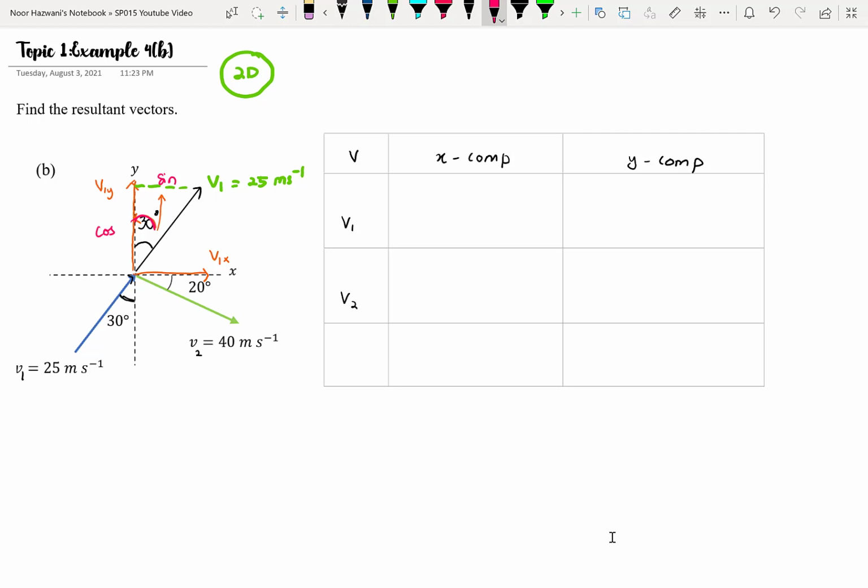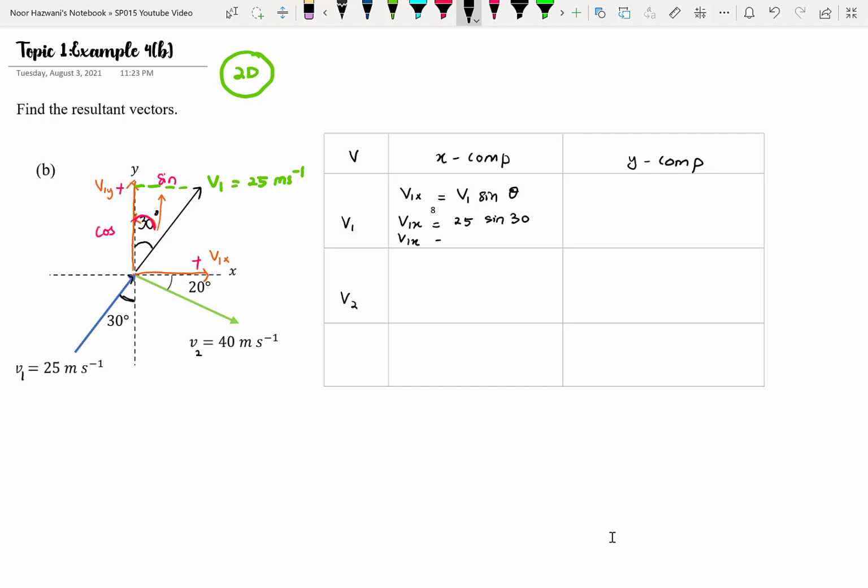Okay, and then you have to think where V1 is located, in the first quadrant. So that means V1X will be positive, and V1Y is also positive. So no problem in terms of sign convention. Okay, so we proceed. So we have V1X equals V1, for X we use sin theta. So you put in the values directly, V1 has a magnitude of 25, and then sin 30. So you will get the answer.